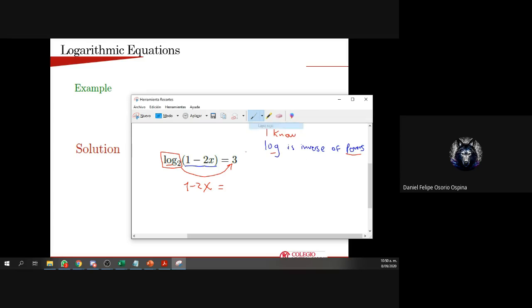Okay, now the 2, we move it as the power. So it is 2 elevated to the rest on the right, so to the 3. Thank you, teacher. You are welcome, Danny. And hey, man, again, keep on asking, all right? Don't worry about it. Keep on asking, and I'm going to keep on helping you.